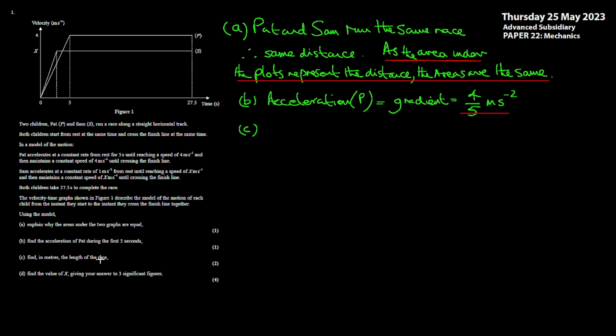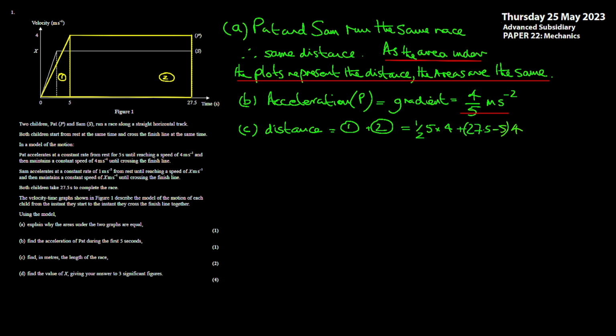Part C. Find in meters the length of the race. So we've got to work out one of these areas. Well, the area we know most about is Pat's area. And that's the area I've marked in yellow. And I've also split it into 2 parts. One is half a right angle triangle here, and the other is a rectangle. Half the base times the height, plus, this will be 27 minus 5, multiplied by the same height, which is 4. And if you work that out, you'll get an answer of 100 meters. And that's the answer to part C.